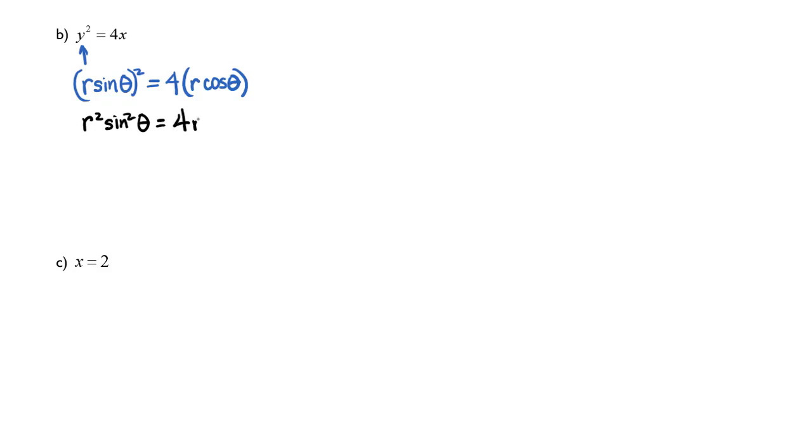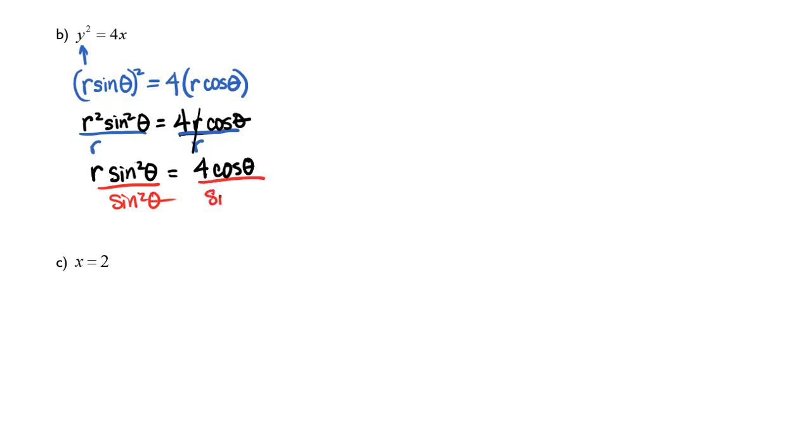equals 4r cosine theta. Since I'm trying to solve for r, I'm going to divide both sides of my equation by r. And then I will have r sine squared theta is equal to 4 cosine theta, because the r is divided out on the right. Then, if I divide both sides of my equation by sine squared theta, I will have r is equal to 4 cosine theta, and then I'm going to write this in a kind of weird way.